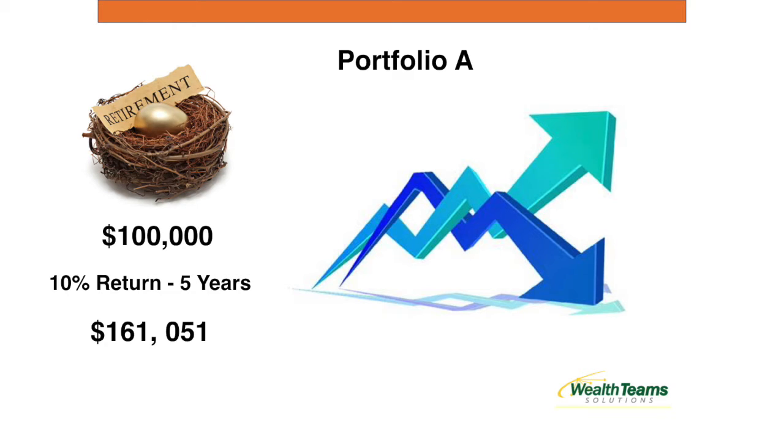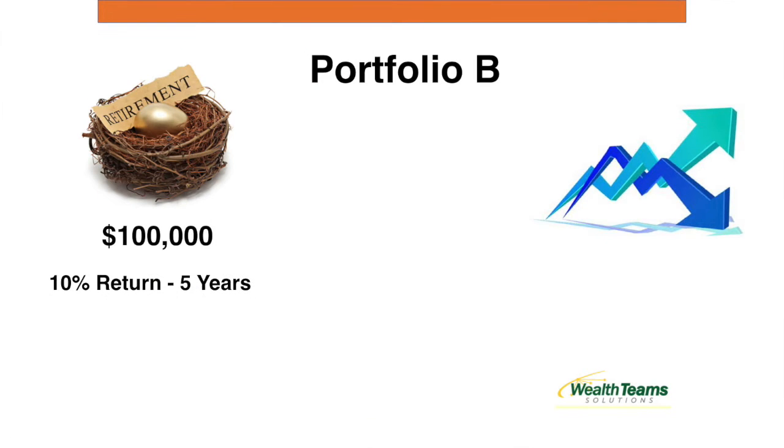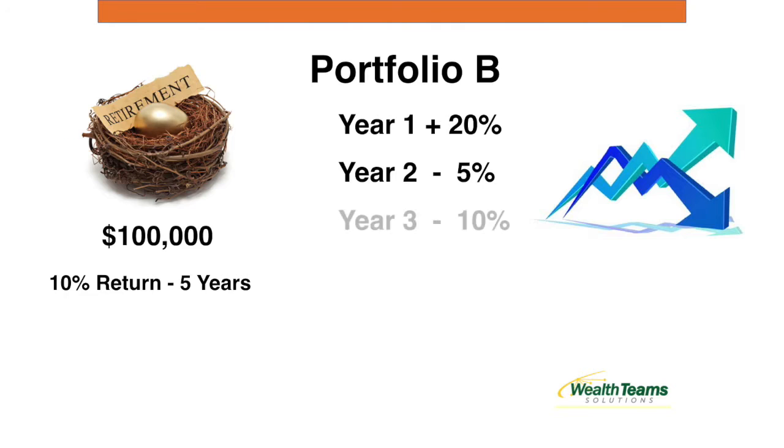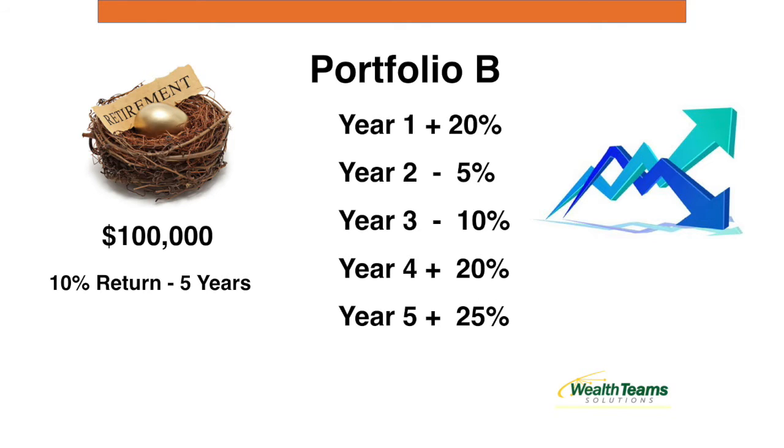But we all know markets don't go up in a straight line. Markets go up, markets go down. So let's change our assumptions. Let's look at portfolio B. You averaged 10%, the same 10% as portfolio A, but the first year the market went up 20%, and then it went down 5%, and in year 3 it went down 10%, and then in year 4 it turned around and went up 20%, and in year 5 it went up 25%.